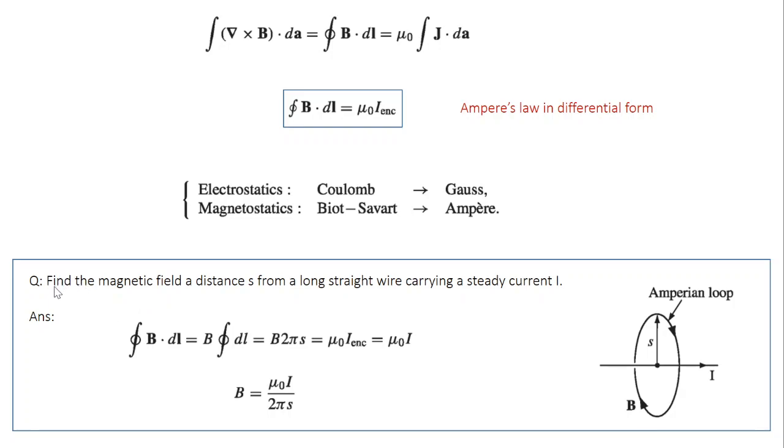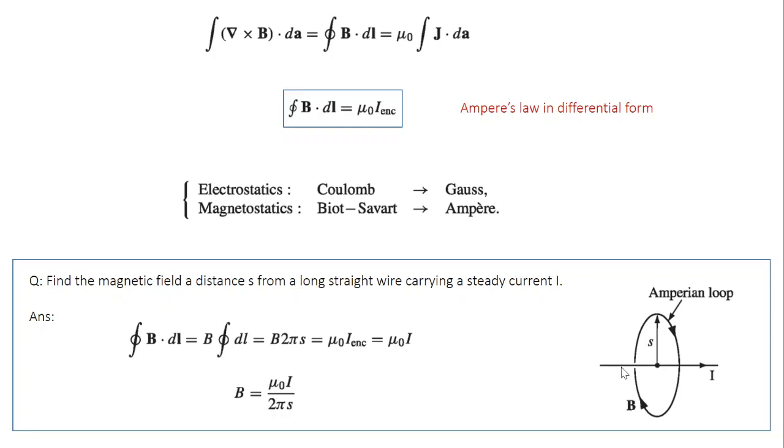In the last class, we found the magnetic field at a distance s from a long straight wire carrying a steady current I using the Biot-Savart law. Now let's do the same problem using Ampere's law. So I have a straight long wire carrying uniform current I. At a distance s, I want to calculate the strength of the magnetic field. So what do we do? Just assume an Amperian loop. It need not be circular, it could be of any shape. Just for convenience, we use a circular Amperian loop here. So I have a circular Amperian loop of radius s enclosing the wire.